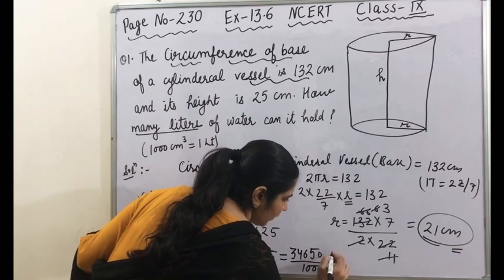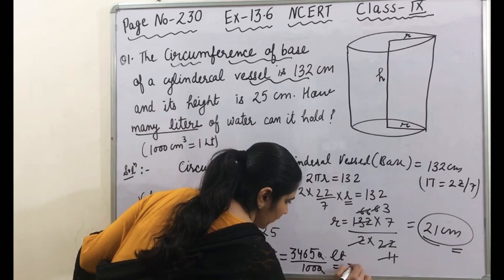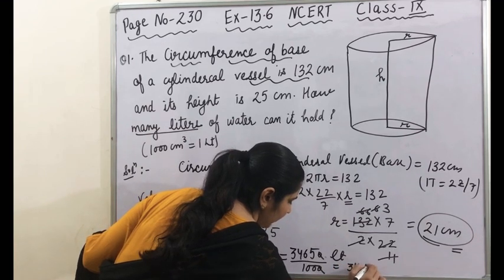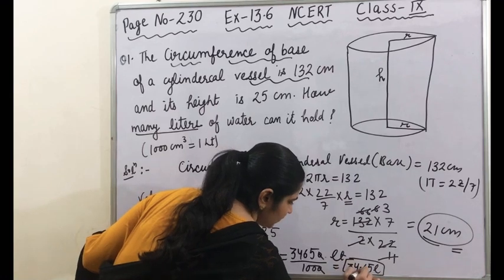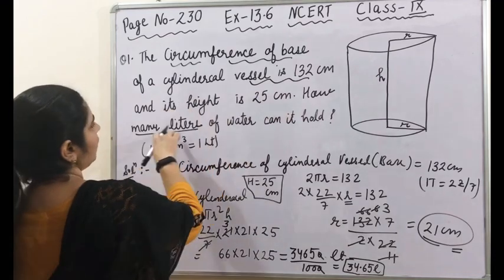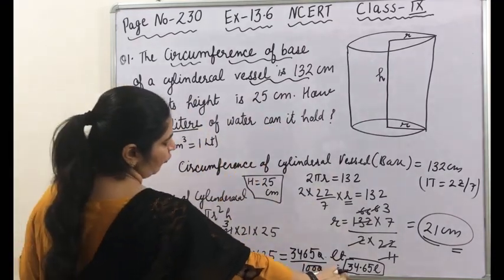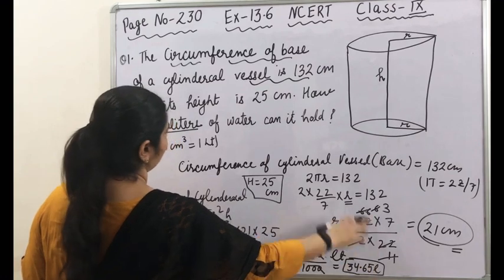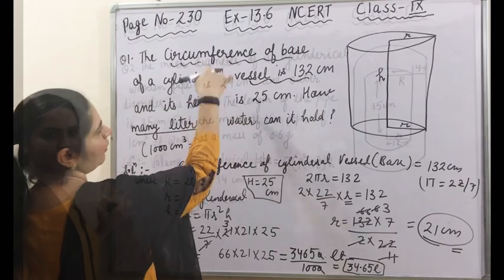Now we are doing the conversion. So answer is 34.65 liter. I am not writing answer statement, but you have to mention it. How many liter of water can it hold? Therefore 34.65 liter water can be held in this cylindrical vessel.